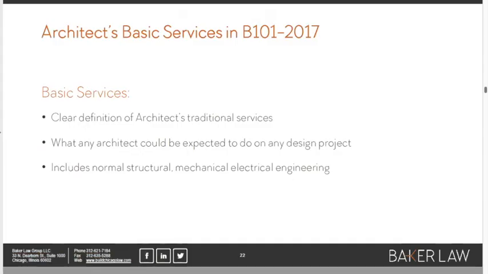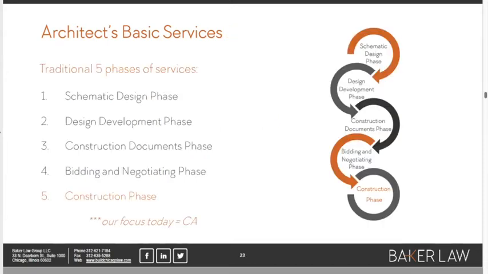So what is the architect's basic job in the B101? It's to provide its contractual scope of work. There's nothing shocking about it. There's a definition of the architect's services, what any architect would be expected to do on any design project. We've got SD and DD and permit set and bidding and construction documents and CA, and there's an assumption that the architect is going to hire the MEPFP and structural sub-consultants, which isn't always true and may require some modification.